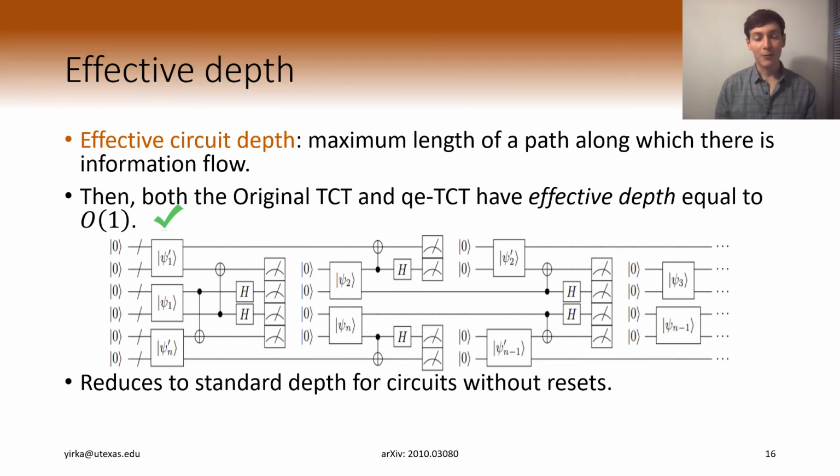Then, for both the original TCT and the qubit-efficient TCT, the effective depth is constant. You can see this in the diagram below. This explains the results in our work, that both algorithms have similar effective depth, and so they have similar noise resilience. Importantly, effective depth reduces to standard depth for circuits which don't use qubit resets. And so there's no need to switch between definitions based on the setting. We think that effective depth should be useful for rating the noise resilience of circuits in the future, both with and without qubit resets.